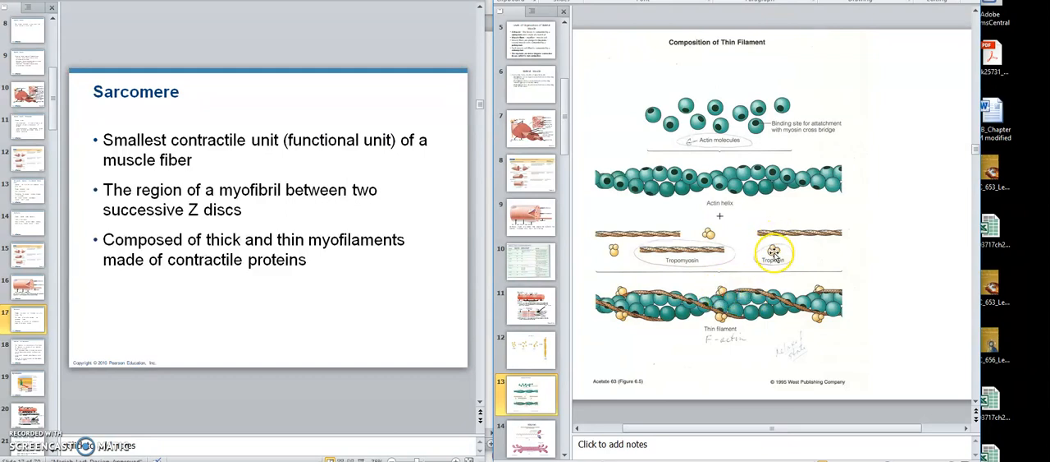Then another thing you have, ever so often, is what we're going to call a troponin complex. Each troponin complex is made up of three things. Those three things are a troponin I, a troponin C, and a troponin T. Let me say it again: a troponin I, a troponin C, and a troponin T.